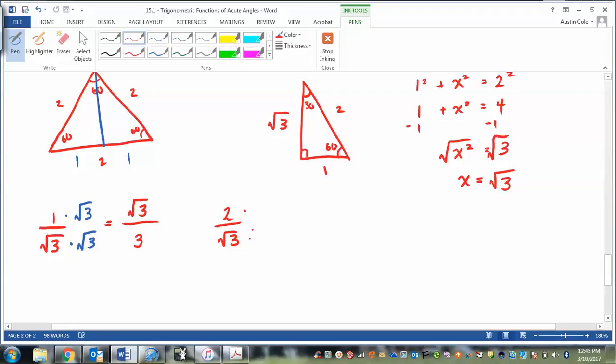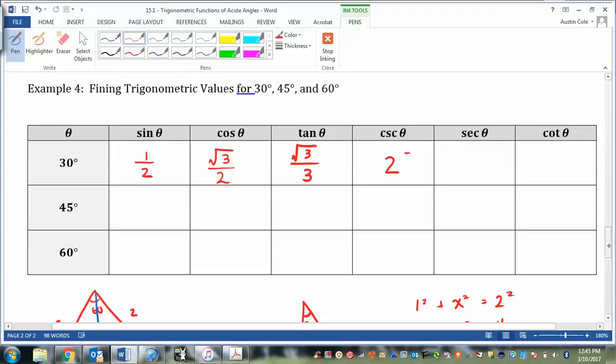Well, let's get that square root out of there. Multiply the top and bottom by the square root of 3. So this is going to get me 3 in the denominator. So 2 square root of 3 over 3. These are not good memories, Mr. Cole. So 2 square root of 3 over 3 is secant theta.